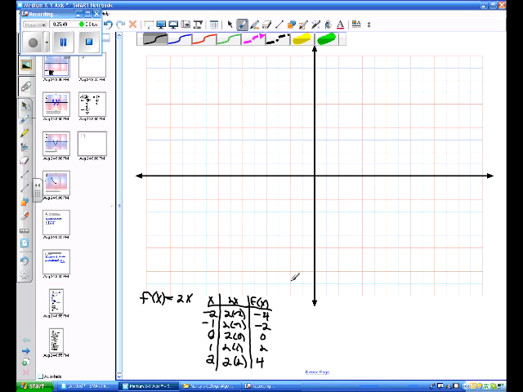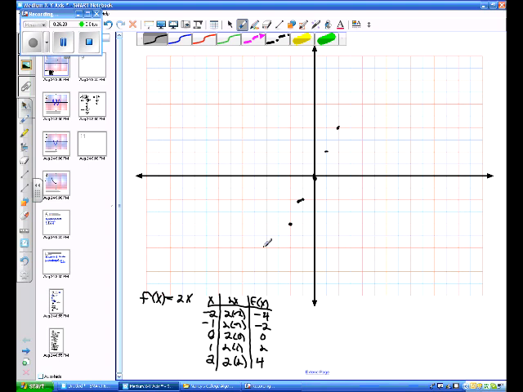And then what we want to do is plot these points. So we're going to plot the point negative 2, negative 4. We're going to plot the point negative 1, negative 2. Plot the point 0, 0. Plot the point 1, 2. Plot the point 2, 4.